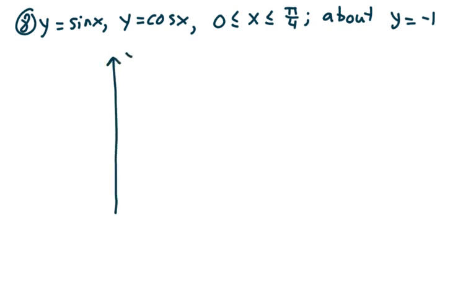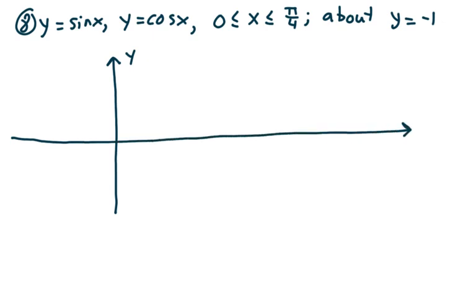So if we draw a picture, here's y, and here's x, right? So we have the y-axis, we have the x-axis. Now, to graph y equals sine of x, when x is 0, y is 0. When x is pi over 4, my corresponding y value will be 1 over the square root of 2. So let's just suppose it's there. And that's y equals sine x.